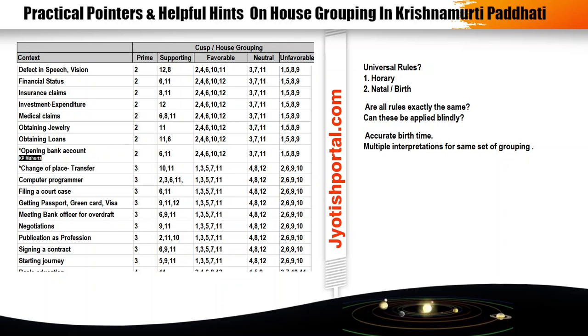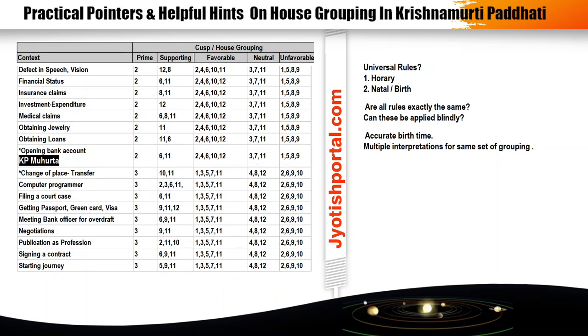People have queries about when is a good time to open a bank account. I don't know, many of you might not be aware that there is a very sophisticated section on the KP Muhurt, and I'm planning a video on it, but queries such as this can easily be tackled through the KP Muhurt.